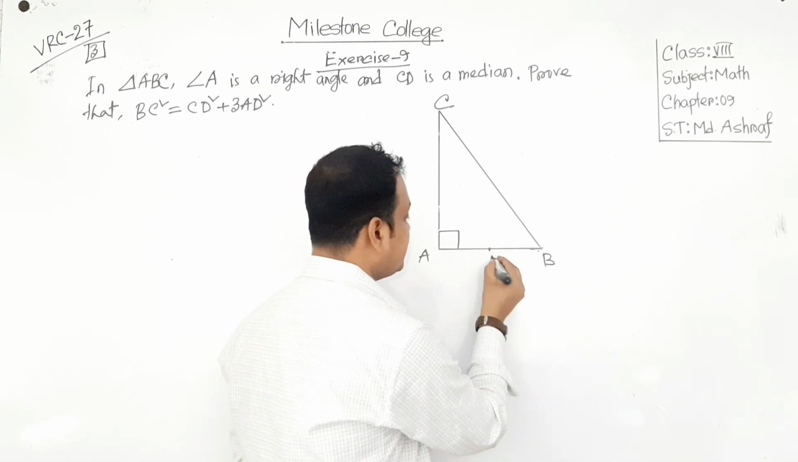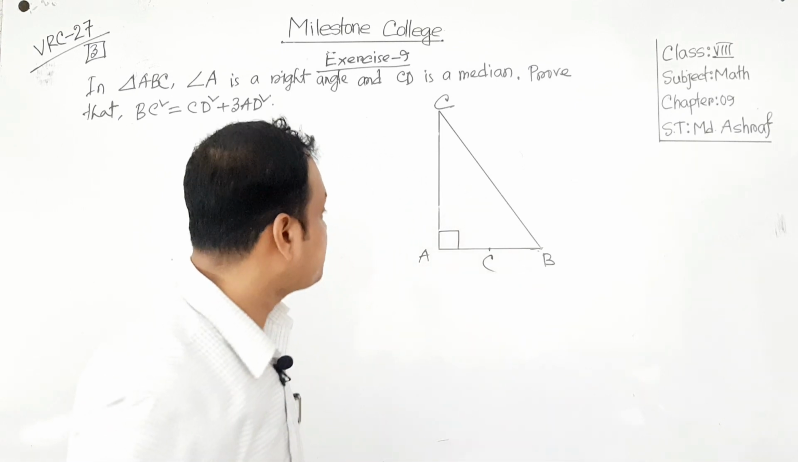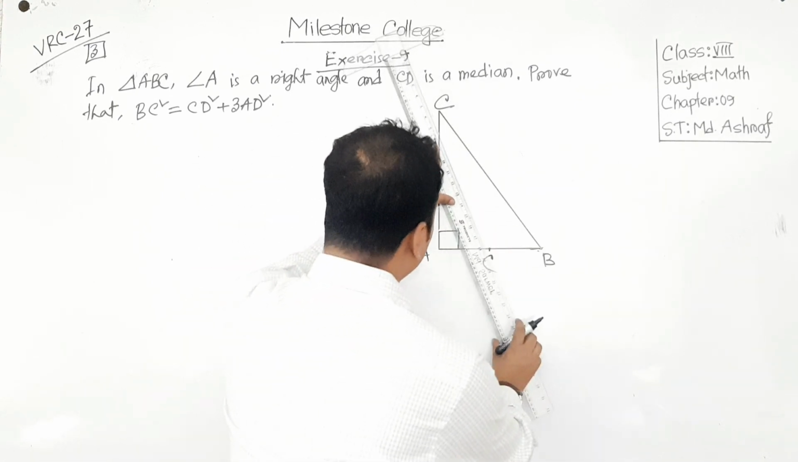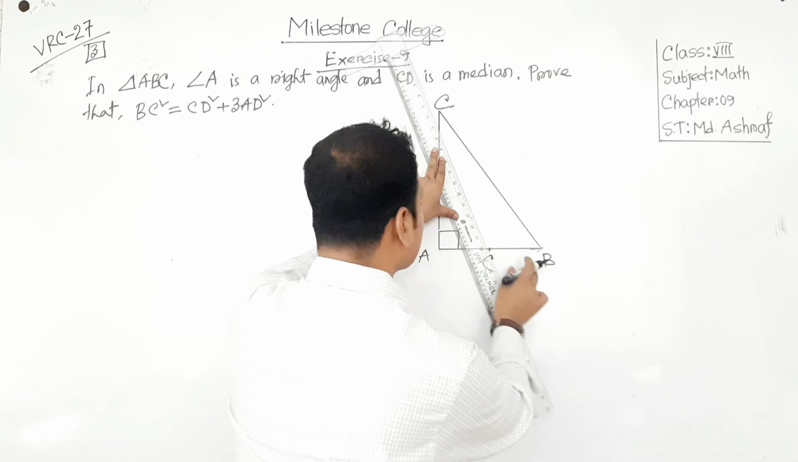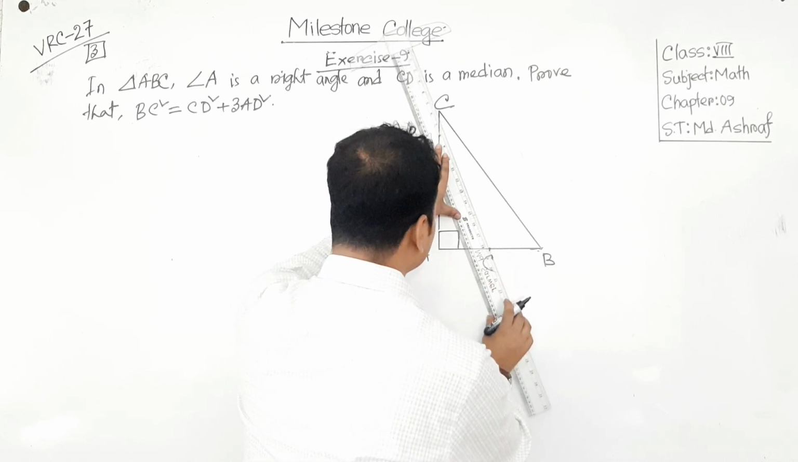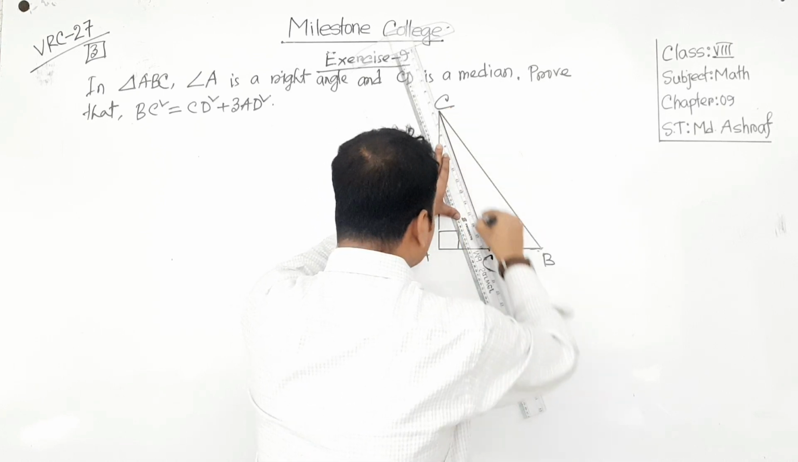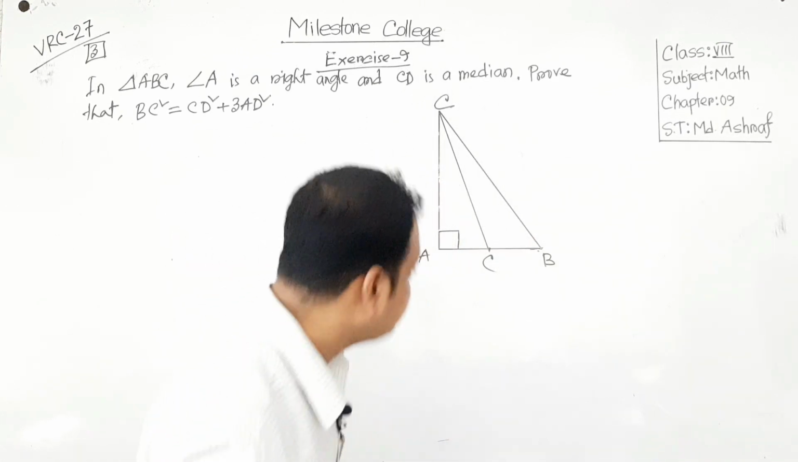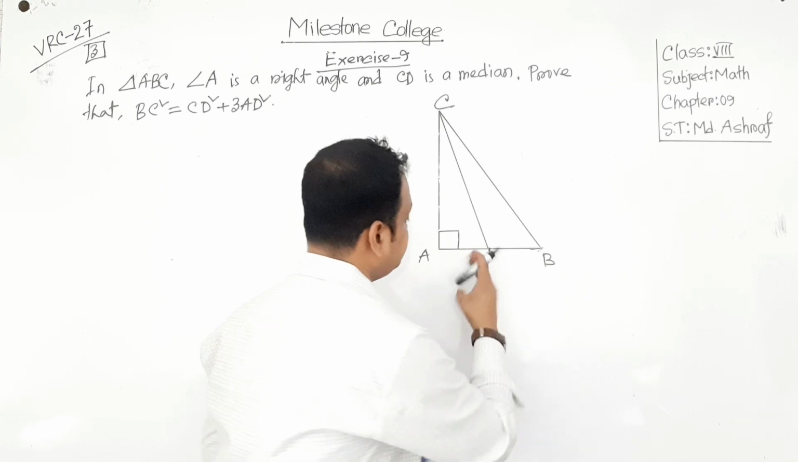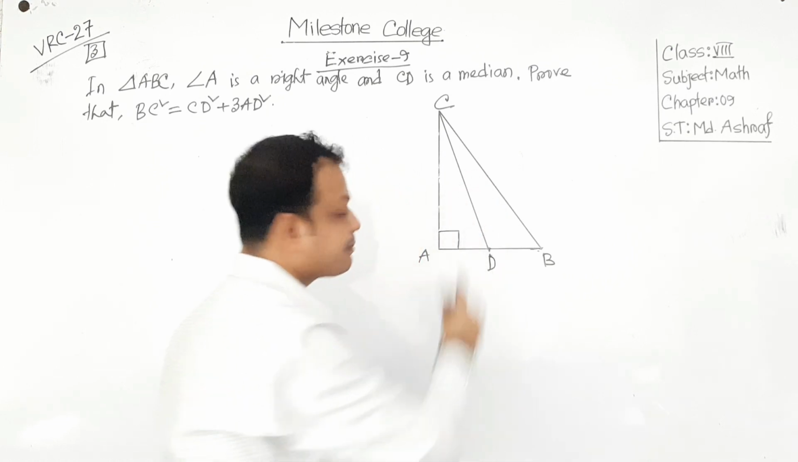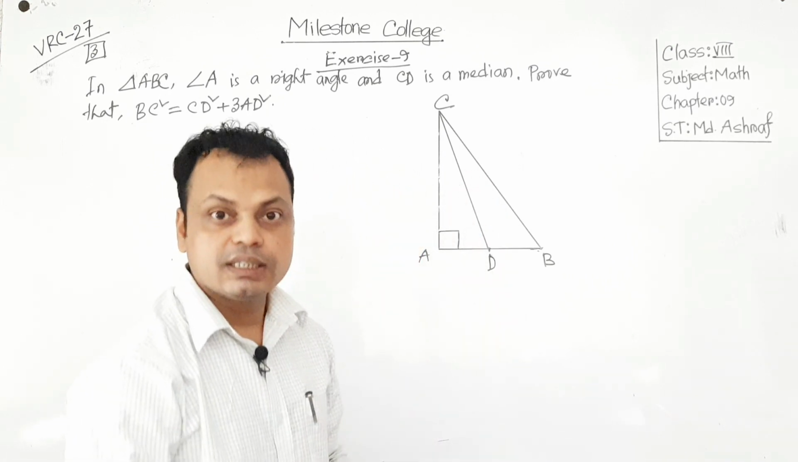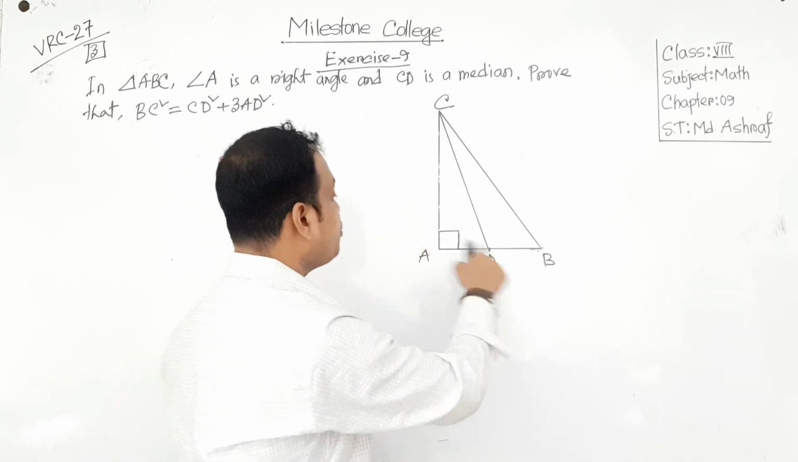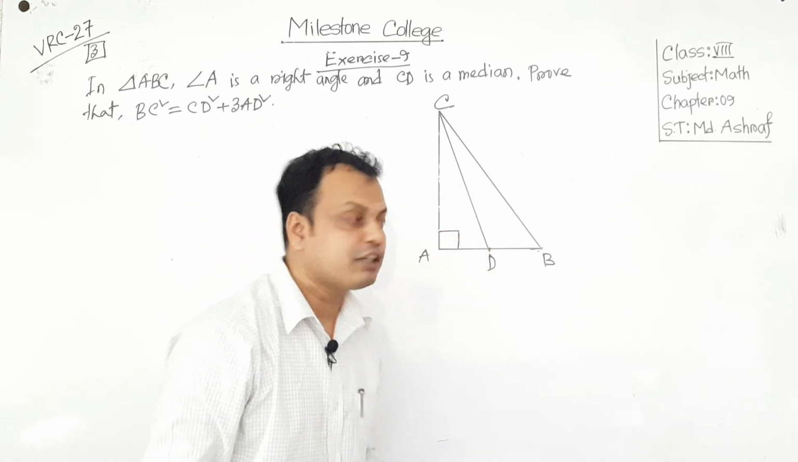Midpoint is D. And if we join the midpoint of AB and the opposite vertex C, the line segment that we get, the line segment CD, will be called the median. I think all of you have got it.